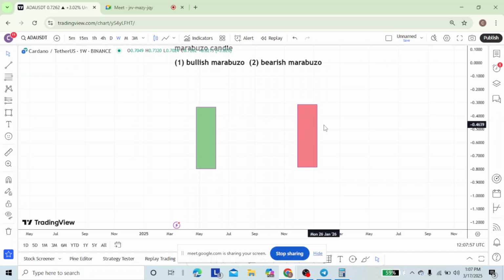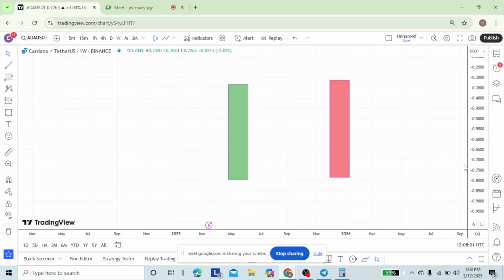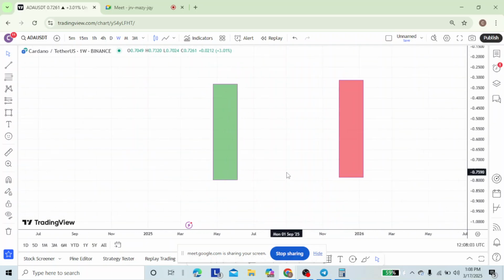Why does a Marabozo candlestick have no wicks? I told us last class that the reason why a candlestick will create a wick is because there is pressure from the opposite. So now this is a bullish candlestick, which tells us that buyers are in the market. I told you that bullish is relating to the buyers. So when you have a green candle, it tells us that buyers are in the market.